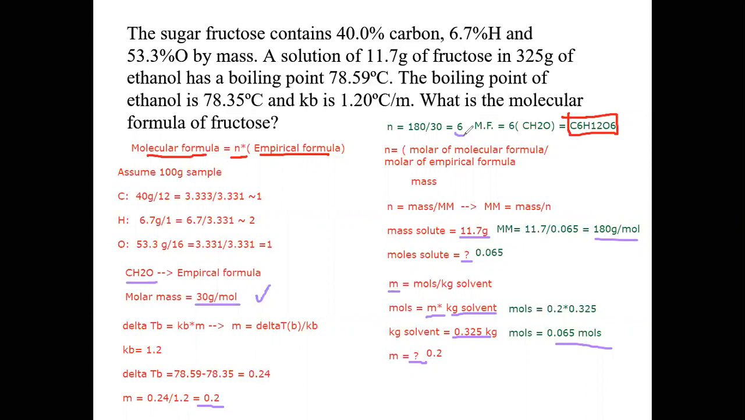And so that's how boiling point elevation is used. It's typically used as a way to find the molar mass of compounds, which is probably something that you'll do in a Gen Chem 2 lab. Usually you have an experiment where you determine the molar mass based on boiling point or even freezing point depression.